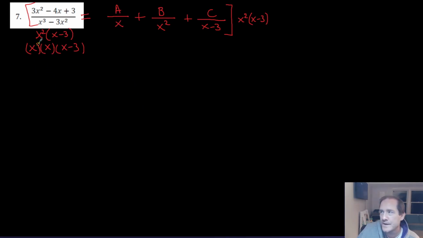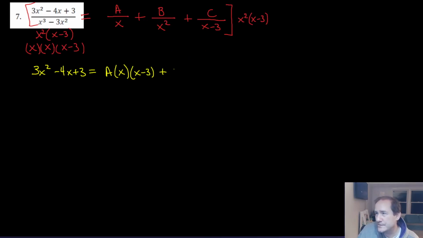Too late now. 3x squared minus 4x plus 3 equals. This is going to be an a. One of the x's cancels, but one of them lives on, and the x minus 3 lives on. Then the x squareds cancel, so I just get b.